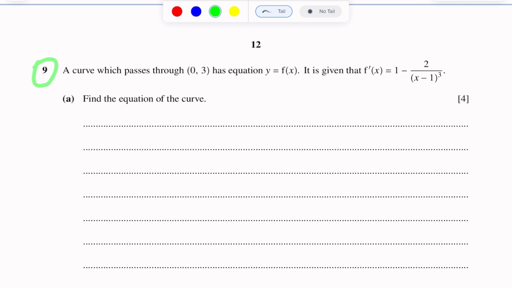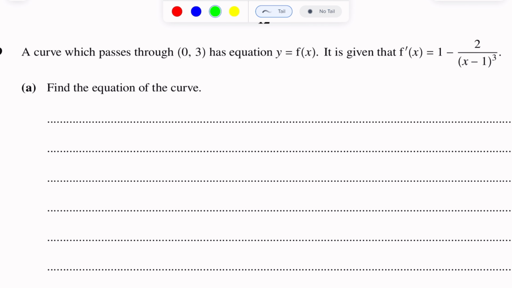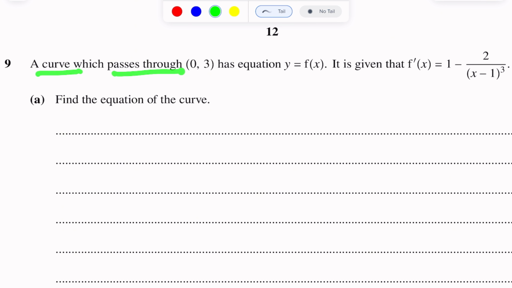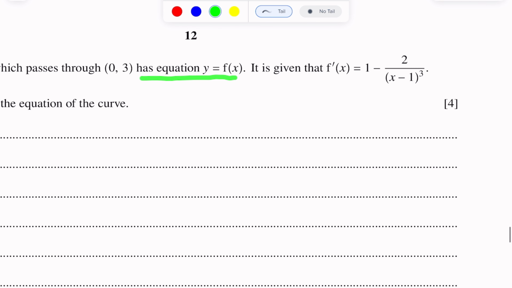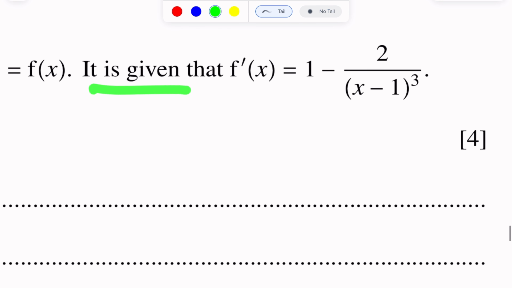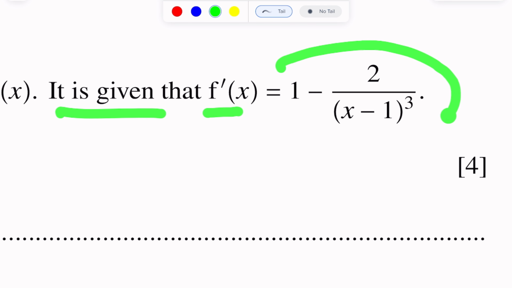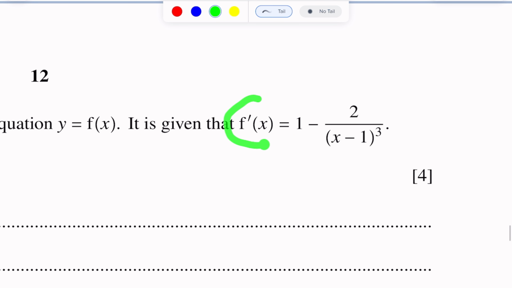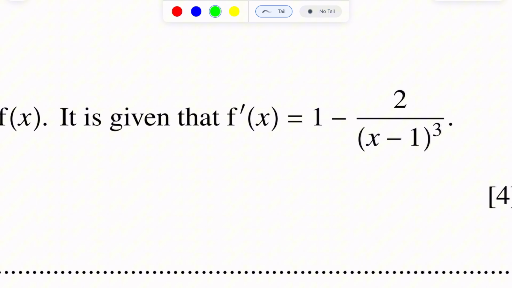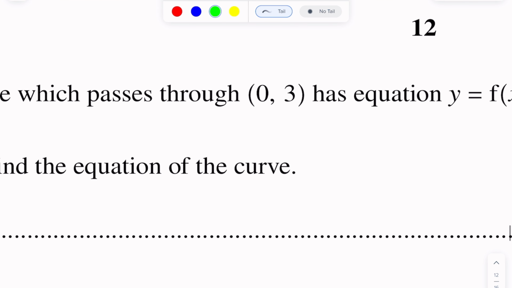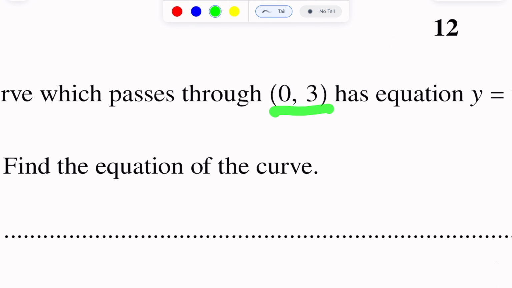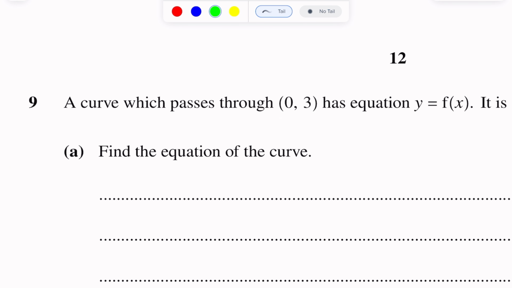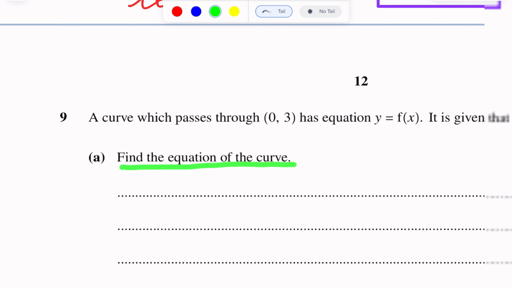Question number 9. This question is of integration. A curve which passes through this point (0, 3) has equation y equals f(x). It is given that f'(x) is equal to 1 minus 2 over (x minus 1) whole cube. This is the gradient of the curve, and the point is also given through which the curve passes. Find the equation of the curve.